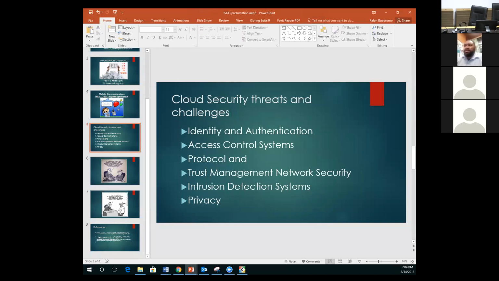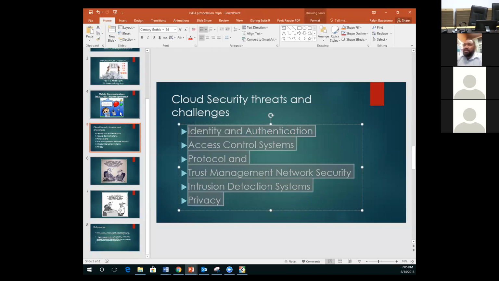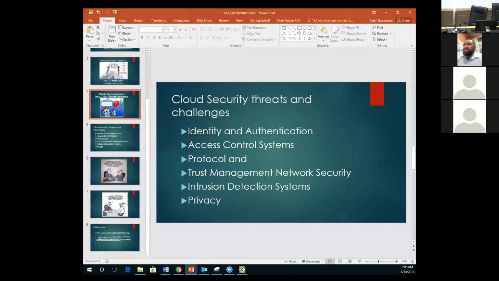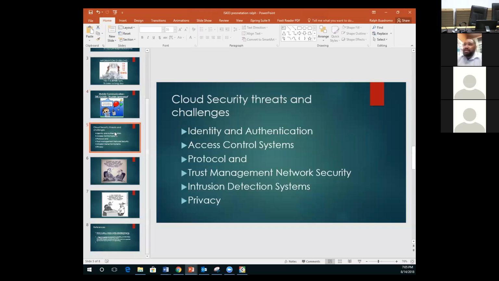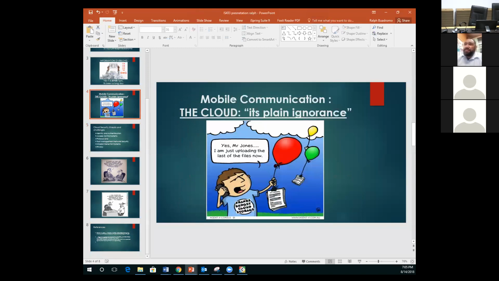Identity and authentication, all this. These are basically the same threats and challenges that are faced on the internet. I mean, these are basically internet threats. How would you describe this? Basic security internet threats. There's nothing different about cloud computing. The threats that we face on the internet are the same threats we'll face on the cloud.